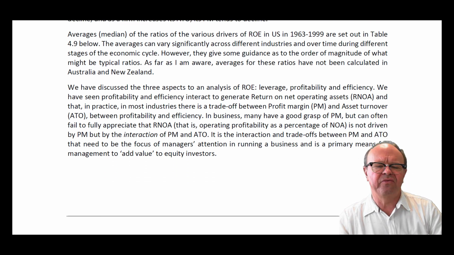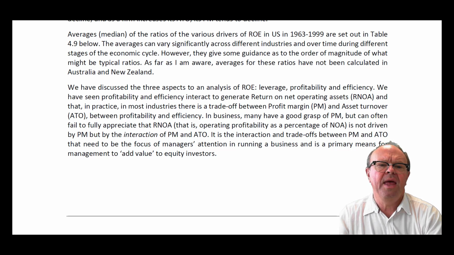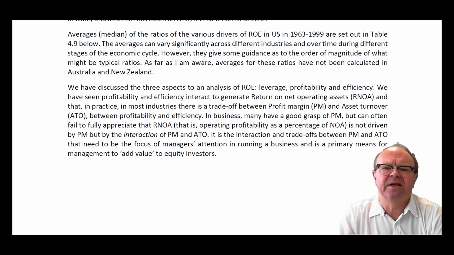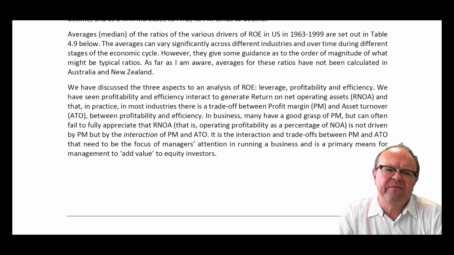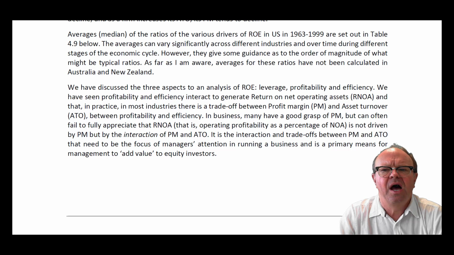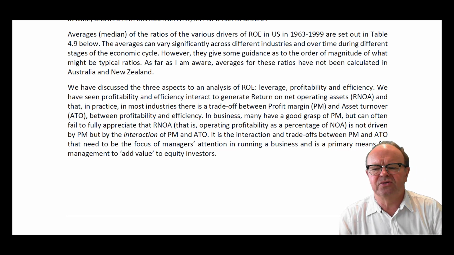Averages, median, of the ratios of the various drivers of return on equity in US in 1963 to 1999 are set out in table 4.9 below. The averages can vary significantly across different industries and over time during different stages of the economic cycle. However, they give some guidance as to the order of magnitude of what might be typical ratios. As far as I'm aware, averages for these ratios have not been calculated in Australia and New Zealand.